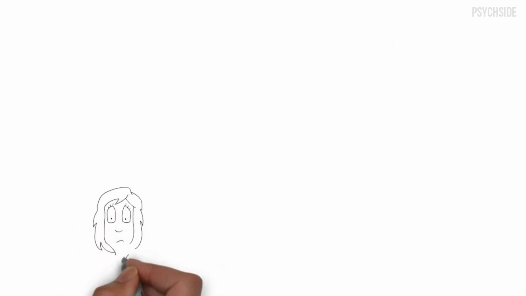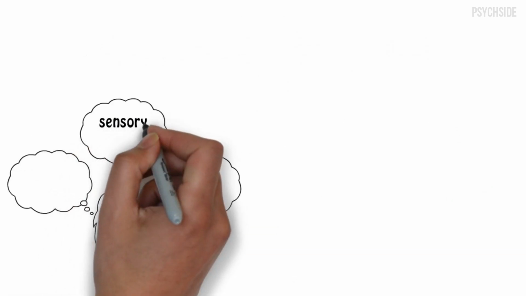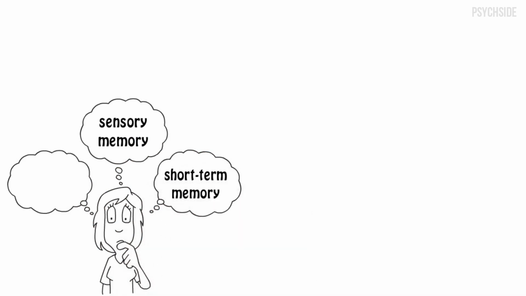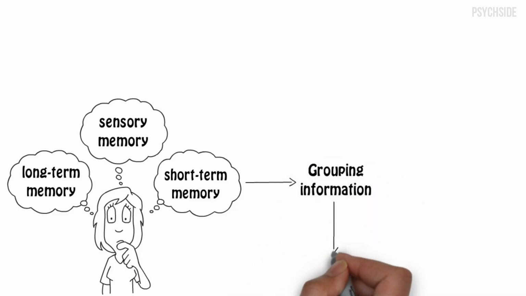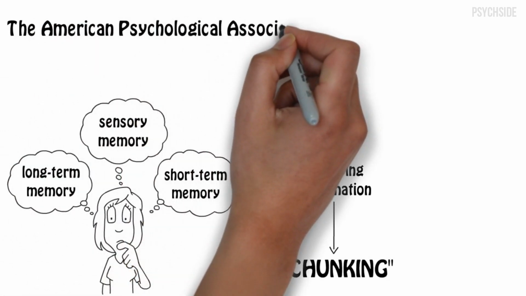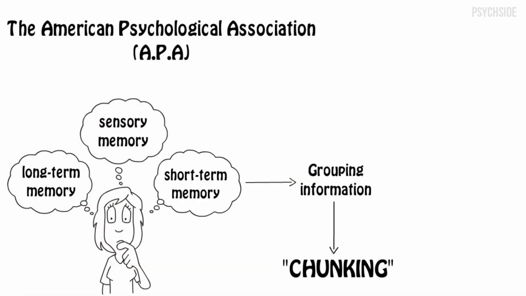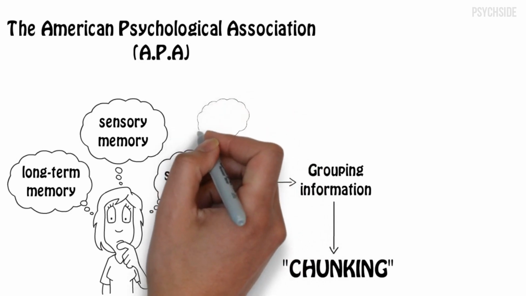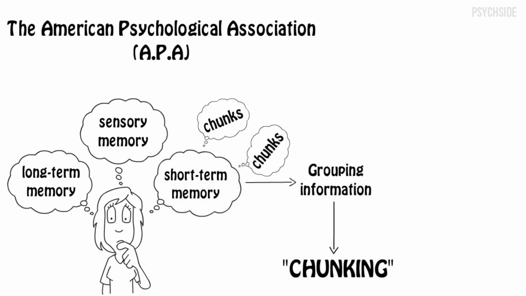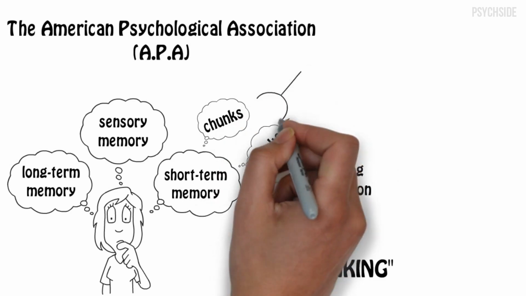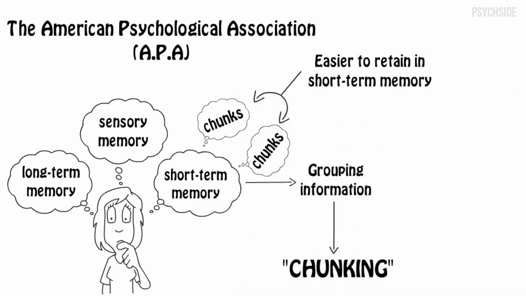There are 3 separate stages of memory: sensory memory, short-term memory, and long-term memory. The approach of making efficient use of short-term memory by grouping information is called chunking. The American Psychological Association, APA, defines chunking as the process by which the brain divides larger pieces of data into smaller units or chunks, so they are easier to retain in short-term memory.